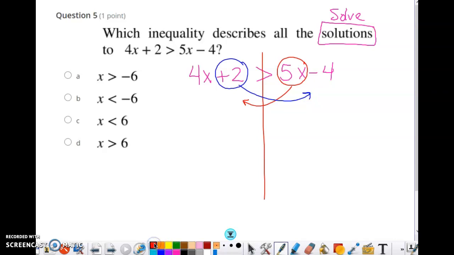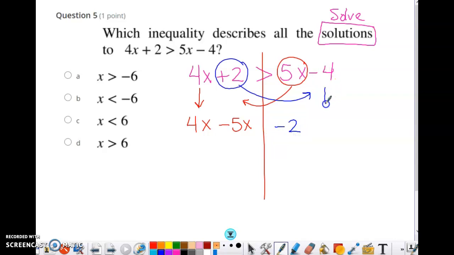Let me get my red. So this is going to become a minus because it's a positive 5x, so it's going to become minus 5x. And this 4 just comes down. So 4x minus 5x. And then this one's going to move over. It's going to become a minus 2. So you can put it in the front or you can put it in the back. It doesn't matter. Minus 2.